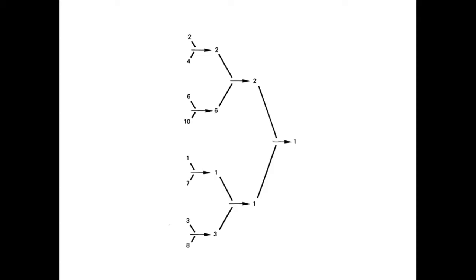Now tournament sort is sometimes called tree sort or minimum tree sort, or tournament tree. Now we will sort this particular array, which is 2, 4, 6, 10, 1, 7, 3, and 8. For sorting, we will use a binary tree. As you can see, all the elements of the array to be sorted are first inserted into the leaf nodes of the binary tree.